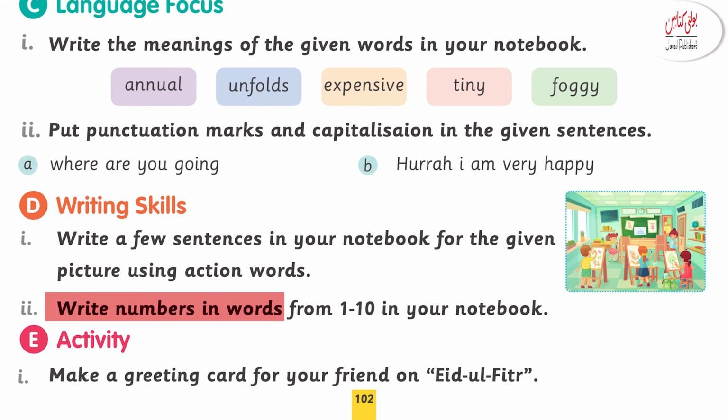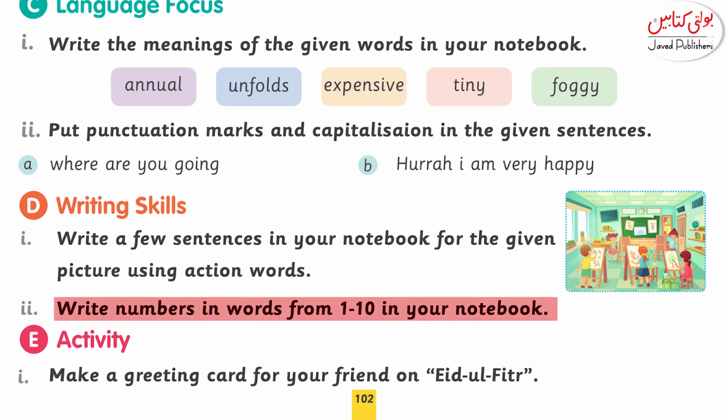Write numbers in words from 1 to 10 in your notebook. Here, you write numbers 1 to 10 like ONE, TWO, THREE, till 10.